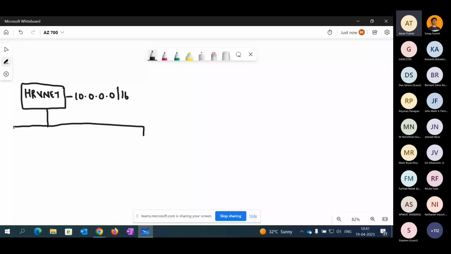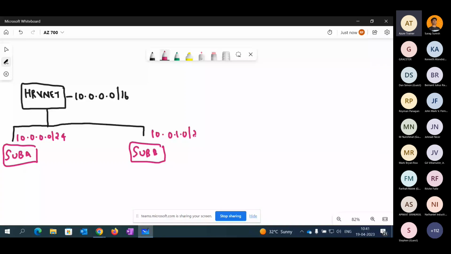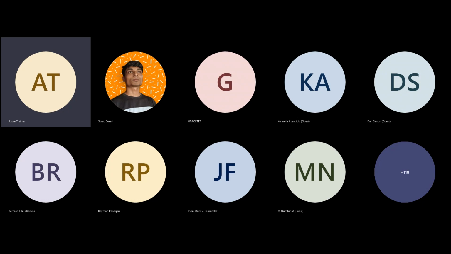Now inside HR Vnet, we have created two subnets. The subnet names we have given are subnet A and subnet B. You may remember the first subnet range you provided is 10.0.0.0/24. Here you gave 10.0.1.0/24. Let's go and verify this. Is it right or not? Let's go and verify inside the cloud portal.